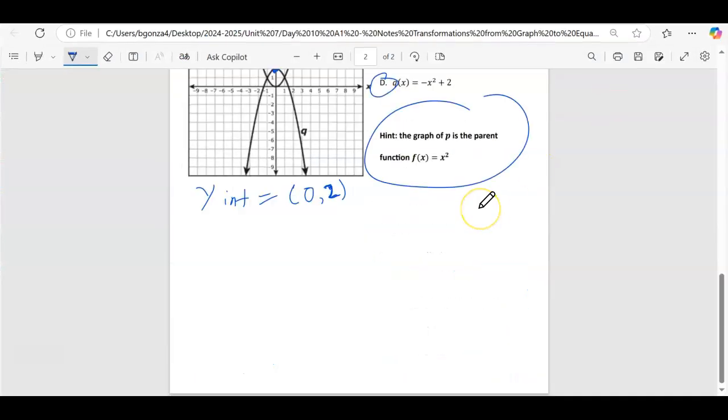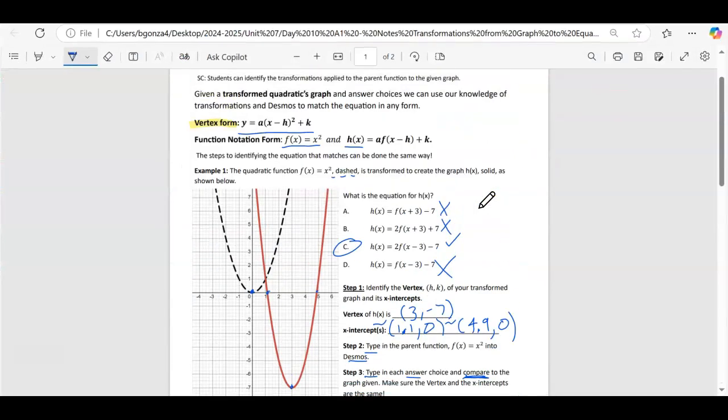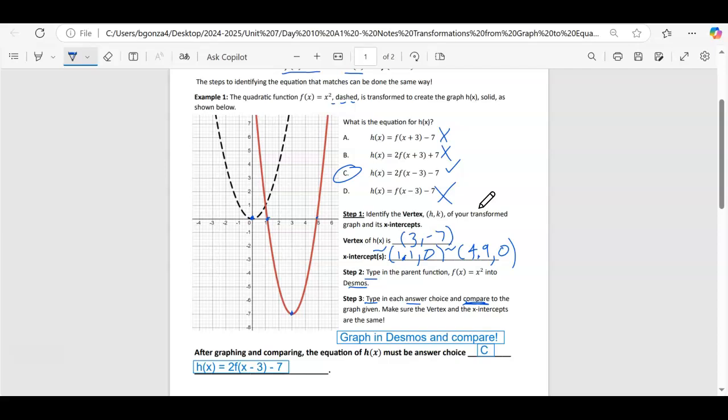Okay? So very important that you're able to do these notes. Flip it over. You're going to have some questions on it. You got 4 questions, just like this. Graph and compare. That's what you're doing on these notes. Cool.